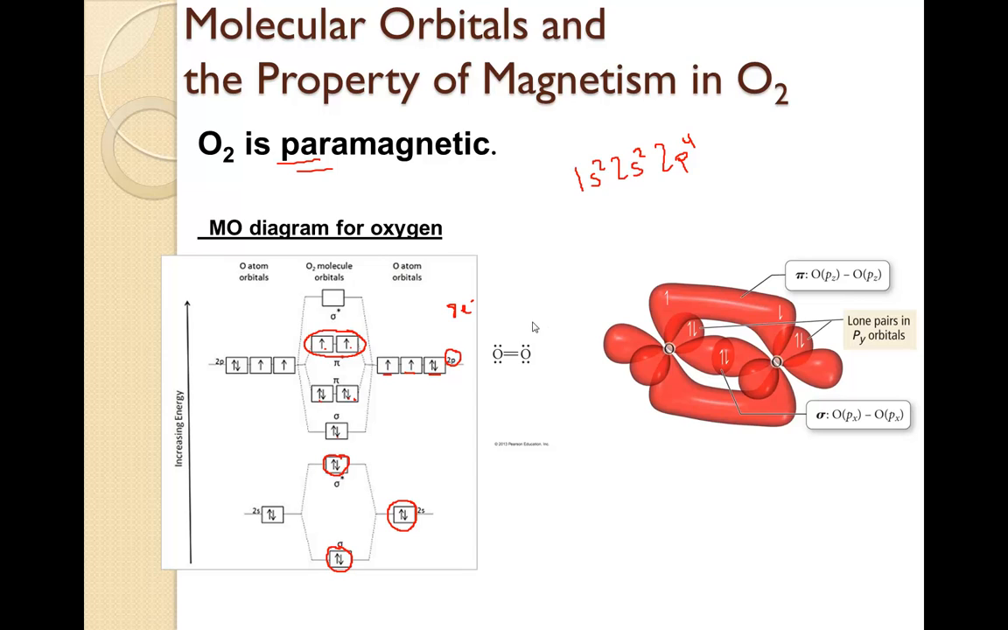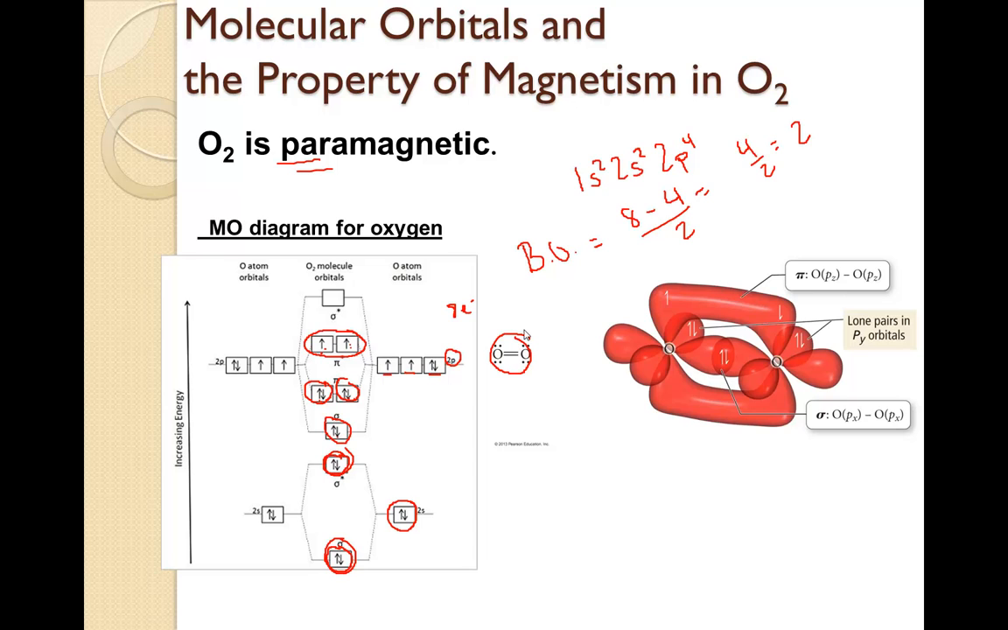Let's figure out the bonding order just for practice. The bonding electrons, so we have 2, 4, 6, 8 bonding electrons minus 2, 3, 4 anti-bonding, all over 2. So that equals 4 over 2, which is a bonding order of 2. Notice that when we make the Lewis dot structure, it has a double bond. That's what that bonding order means.